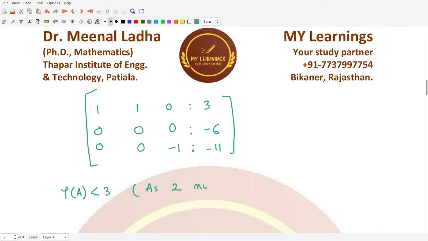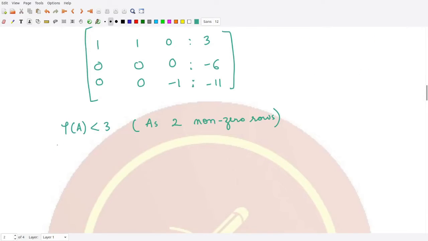2 non-zero rows, right? So obviously the rank is either 2 or the rank is either 1. So in this case the rank of A is less than 3, which is the number of unknowns, right? And basically for unique solution, what do you require?